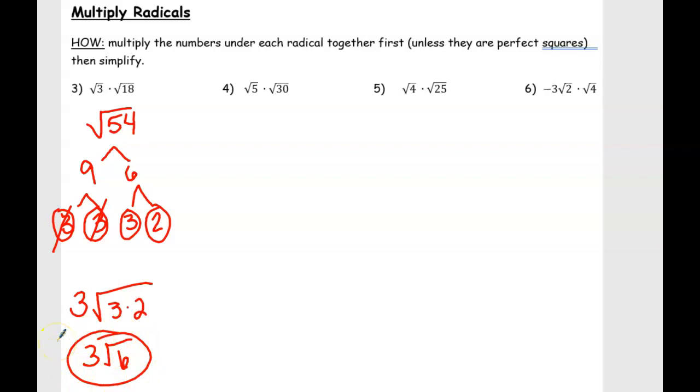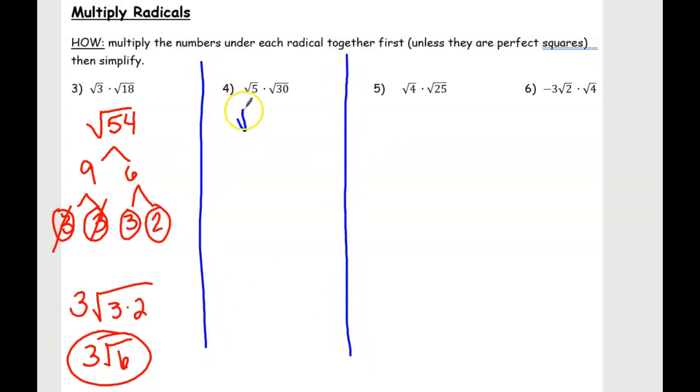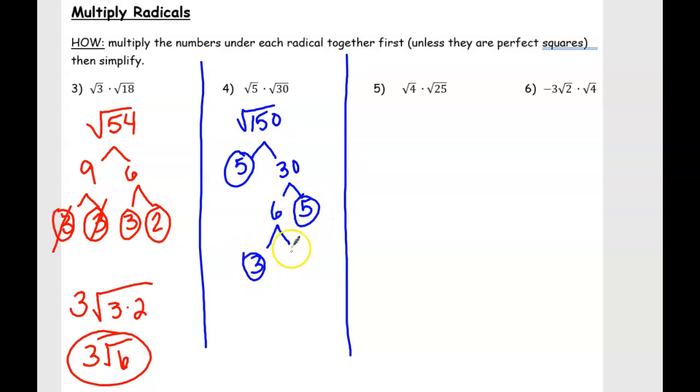Okay, number 4. All right, we're going to multiply them together. Neither one's a perfect square, so we get radical 150. Okay, now I'm going to say maybe 5 times 30. That's what we started with. 5 is prime. And then we can say 30 is 6 times 5, and then 3 times 2. Okay, since our index is 2, we're looking for doubles. And when we look at this, we have double 5s. That gets pulled out. And then we have 2 and 3 left inside. So 5 radical 6 would be our solution.